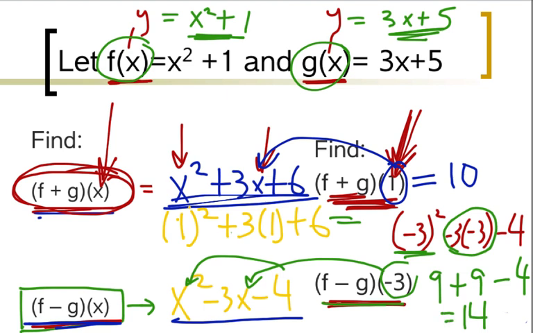Okay, so that means my f minus g of 3 is 14. Okay. So as you can see, there's two different types of problems. There's one where you just have a variable in your answer, and the second type is where you actually have to do the variable work and then go ahead and plug in another answer.